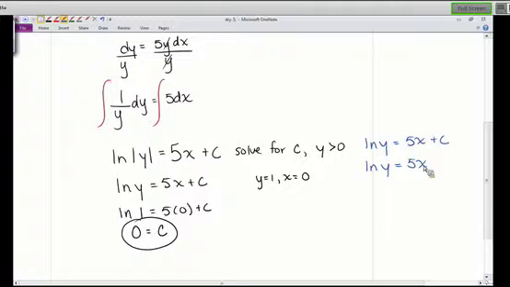c is 0, okay? Now, to solve for y, we have to somehow cancel out or get rid of ln. To do that, we're going to take both sides of our equation to the base of e. By taking both sides of the equation to the base e, we are able to get rid of the ln, leaving us with y is equal to e to the power of 5x. And that is your final answer. Are there any questions?